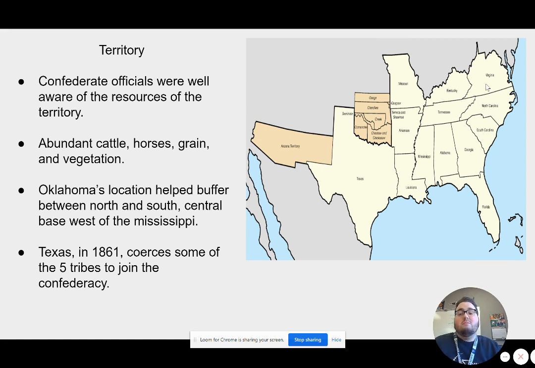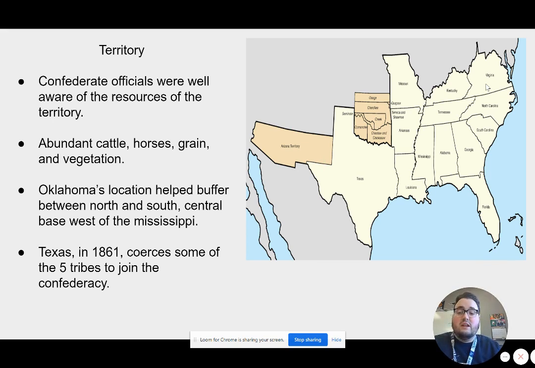Like I mentioned, abundant cattle, horses, grain, and vegetation were all very attractive to Confederate forces, especially Jefferson Davis, who was the president. We had an assignment over this the other day, talking about how Jefferson Davis saw Oklahoma and the western parts of the Confederacy as its breadbasket. They wanted to conquer these areas that could grow crops and sustain animals so they could in turn feed the Confederacy and the Confederate Army. Starvation in the Confederate Army is going to come into play quite a bit towards the end of the Civil War.